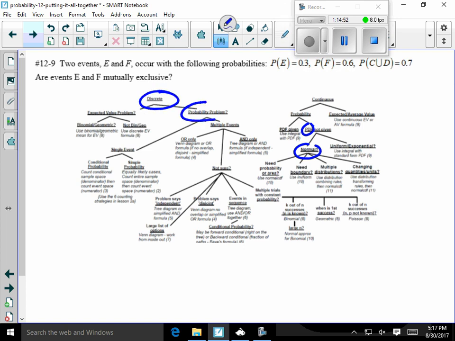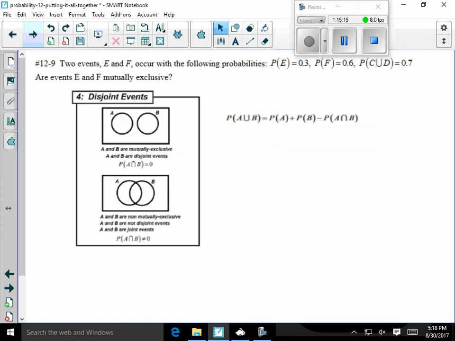We definitely have multiple events here because we have an event E and event F, and we're looking at an OR situation. That's just the union symbol for OR. So strategies for that are Venn diagrams or the OR formula. We could use either one, the OR formula written here, or the Venn diagram. And we're talking about disjoint, which is another word for mutually exclusive events.